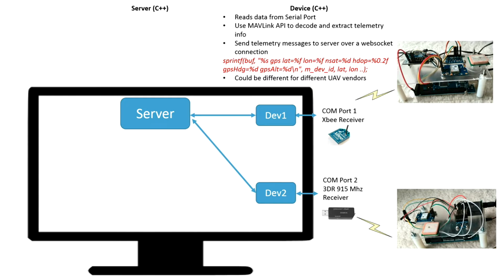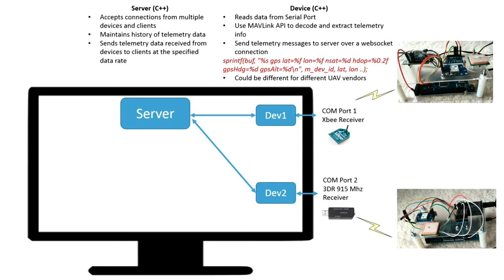In our implementation, the server is a multi-threaded application implemented in C++ that accepts and services WebSocket connections from various devices and clients. The server maintains a history of telemetry data sent by different devices and sends this data to clients at the client-specified data rate. Only fresh telemetry data is sent to the clients in order to reduce network load. This is important because different pieces of telemetry information are sent at different rates. For example, orientation estimates are typically sent many times a second, while GPS coordinates might only be sent once a second. The last and most visible piece is the client.